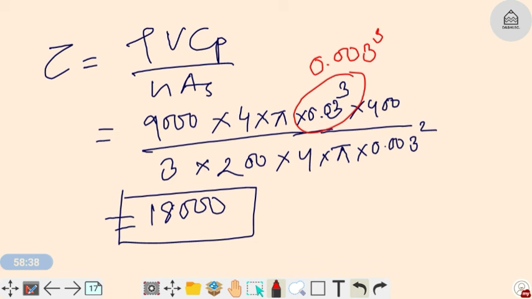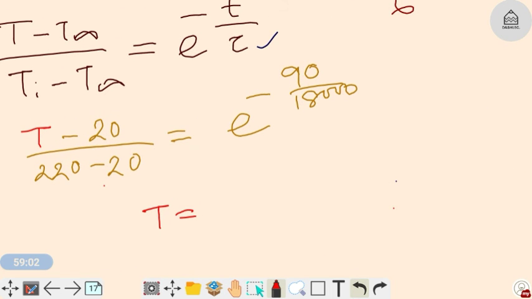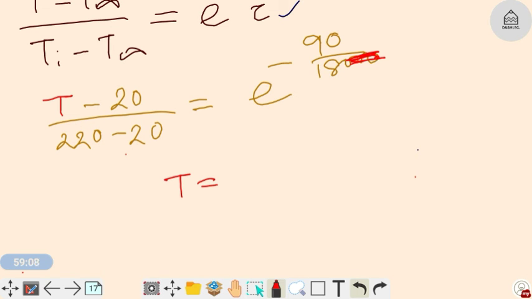So the answer for tau will come as 18. Rest of the things are correct. So here it is 18, and the answer will be 21.34. Now let's move to the next question.